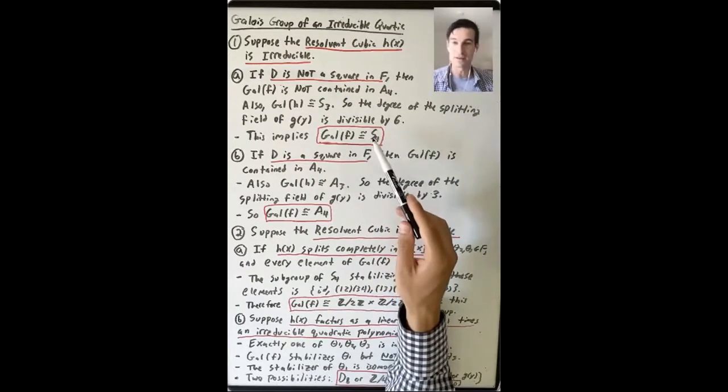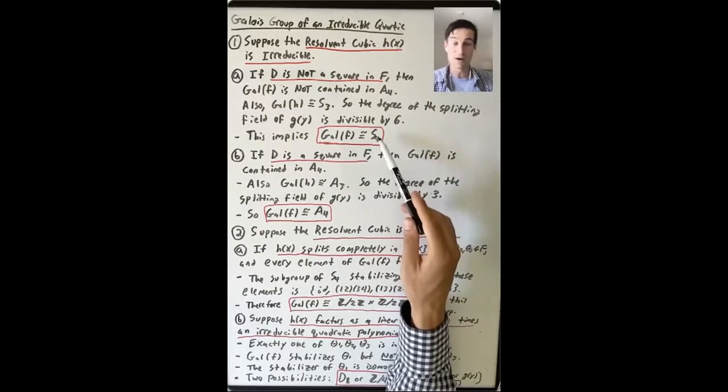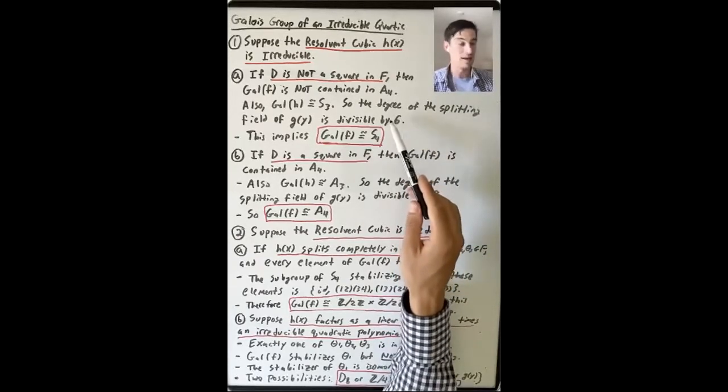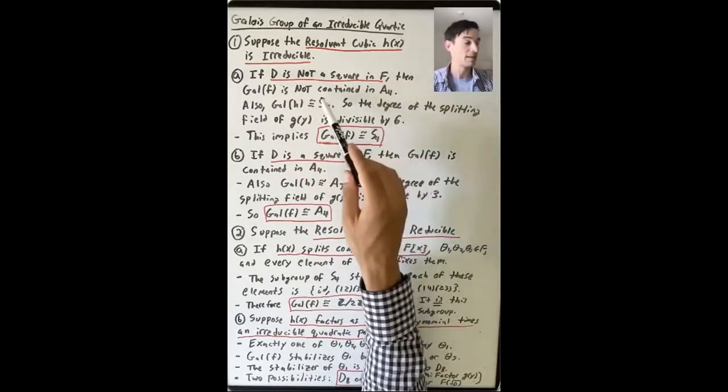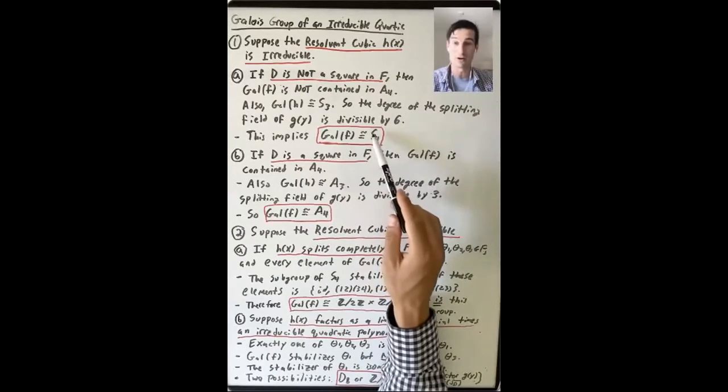If you just look at the possibilities that we had before, we had two groups of order 4, a group of order 8. Neither one of those is divisible by 6. A4 has order 12. That's divisible by 6, but we know the Galois group is not contained in A4. So we're just down to this one possibility where the Galois group is all of S4.